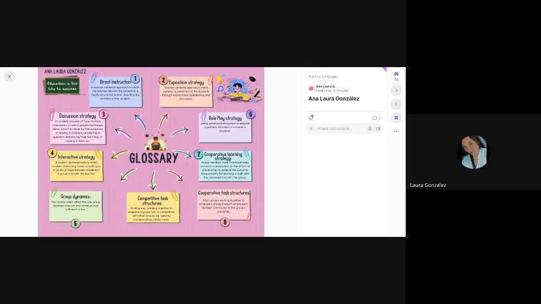The number eight is cooperative task structure: small groups working together to produce a group product where each member contributes to the group's outcome. And the last one, number nine, competitive task structure. The meaning is small groups working together to complete a group task in competition with other groups, for example, spelling championships, tables, and races.